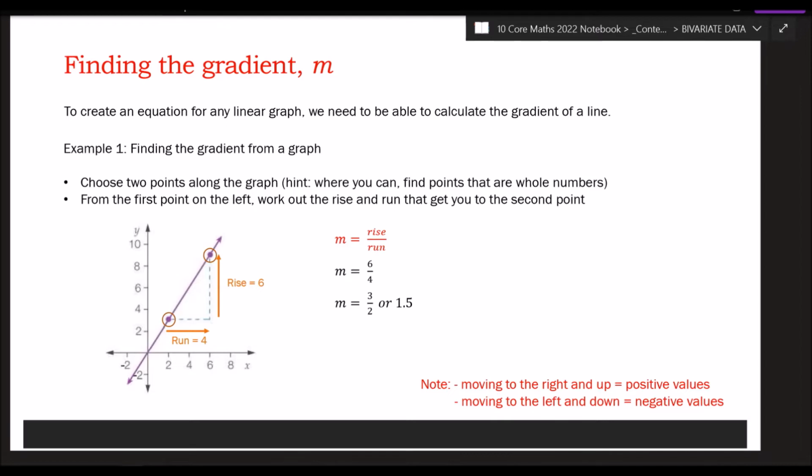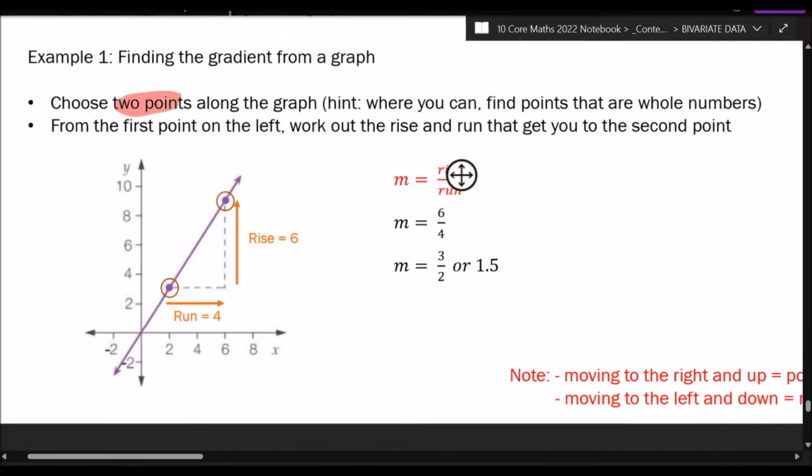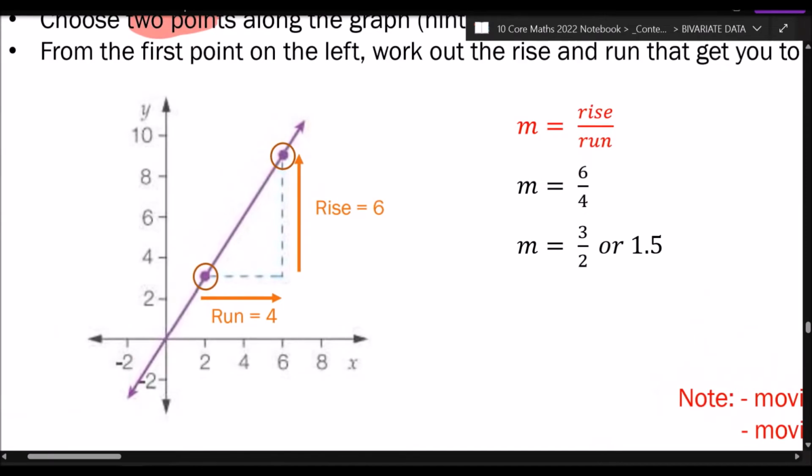So remember, you need to have 2 points. You always got to have 2 points when you're working with this. And then from the first point, as you can see on the left, work to the rise and run. So I will explain what that means if we look at this graph here. You can go this way or you could go the other way, which is go up then right. And I'll go up then right because it's probably a bit easier.